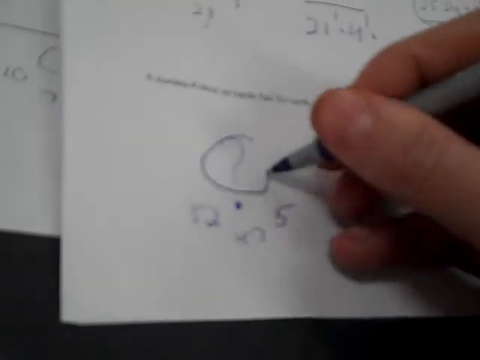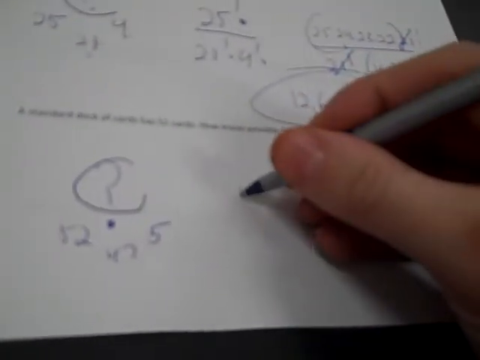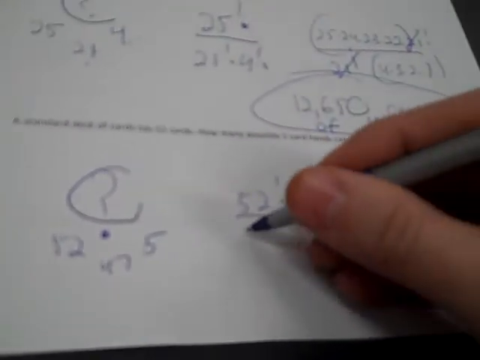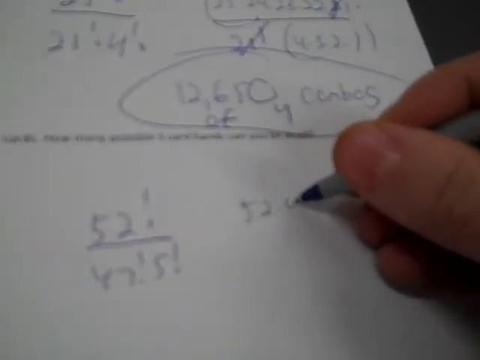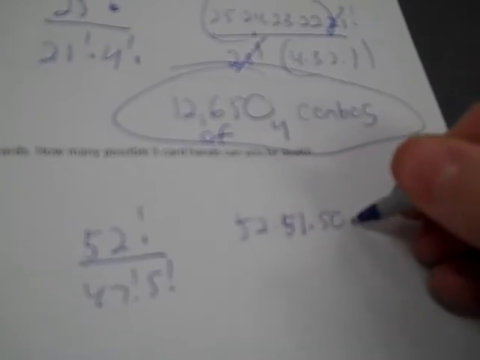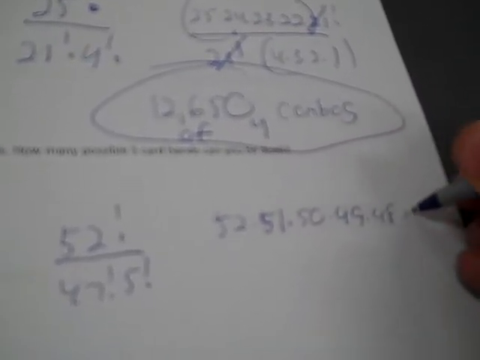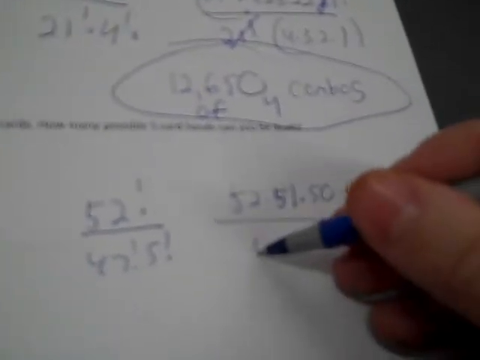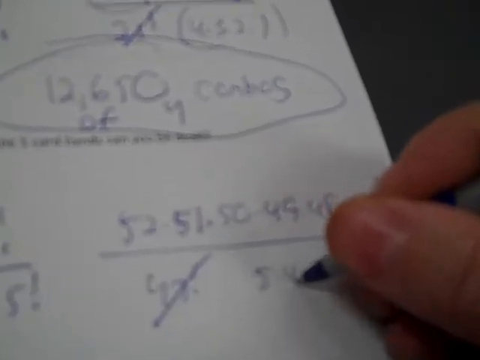Question mark. Now obviously I don't see first, second, third, fourth, fifth, so I don't protect anything. That's my C. So on combinations we put them both. If I don't see the protect, that means it goes on the bottom. 52 times 51 times 50 times 49 times 48, and that's 5 times 4 times 3 times 2 times 1.